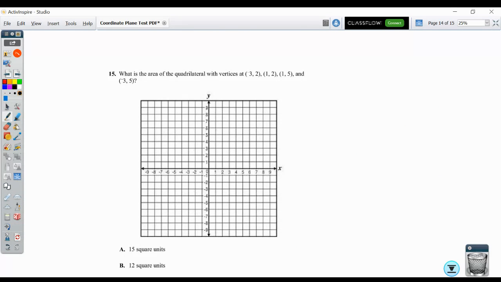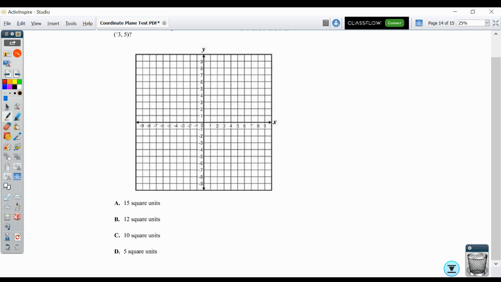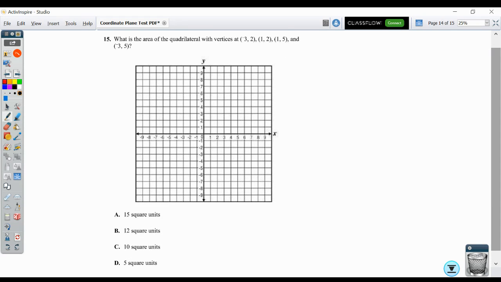Question 15 says, what is the area of the quadrilateral with vertices -3, 2, 1, 2, 1, 5, and -3, 5? Let's put the points on here. So I've got -3, 2. Then I've got 1, 2. And I've got 1, 5. And I've got -3, 5. And it's asking, if I were to draw this, connect the dots, how much is that shaded area?